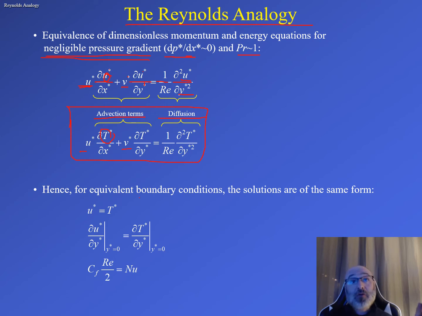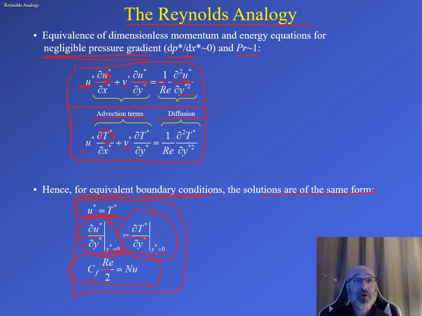So for equivalent boundary conditions, our solutions are going to be of the same form. We have these relationships that we see here. We have the relationship between our u and our T dimensionless parameters, which is again the difference between our top equation up here and our bottom equation down there. So for equivalent boundary conditions, those two are going to be equal to each other. Therefore, this partial from the relationship up above is going to be equal to this relationship here. So our partial of u star with respect to y star and our partial of T star with respect to y star, dimensionless, where our y star is equal to 0, are both going to be equal to each other. And then we have this relationship down here that our Nusselt number is equal to our C sub f times our Reynolds number over 2.